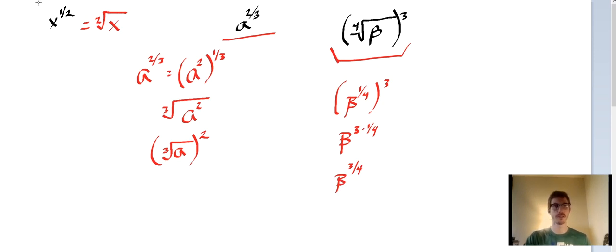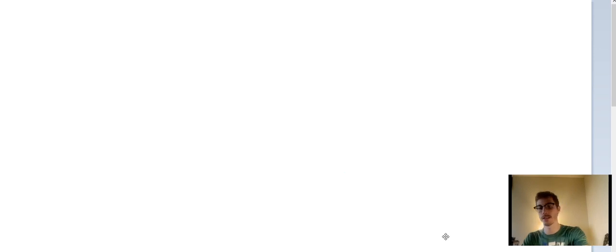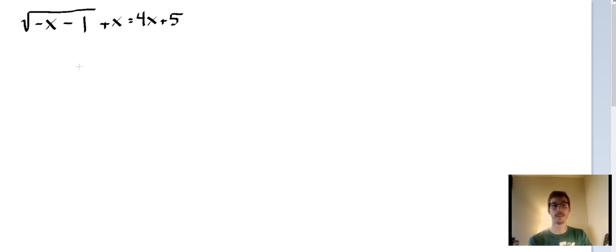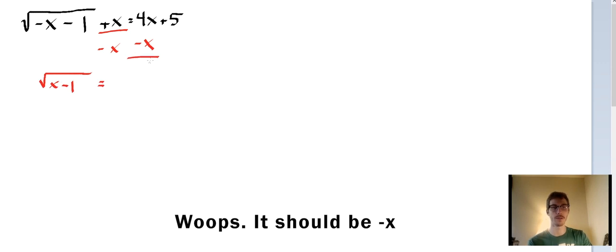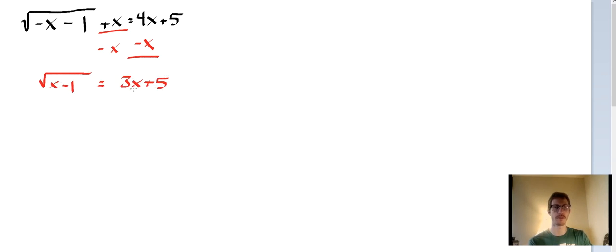Let's move on to skill 8. Okay, looking at skill 8, we've been given quite the problem, but fortunately with math we know how to solve our problems. The first thing we want to do is combine like terms where we can. That's going to be this x right here. I just want to subtract an x from both sides. Now we've got the square root of x minus 1 is equal to 3x plus 5.